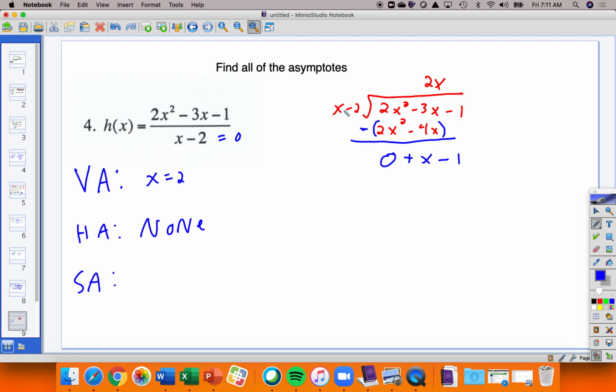Now, what do I multiply x by to get x? The answer is 1, so I put a +1 up here. Then 1 times x gives x, and 1 times -2 gives -2. Of course, I subtract these values from here. x minus x gives me 0, and -1 minus -2 gives me a positive 1. Now, can I multiply x by something to get 1? The answer is no, you cannot. So this is our remainder.